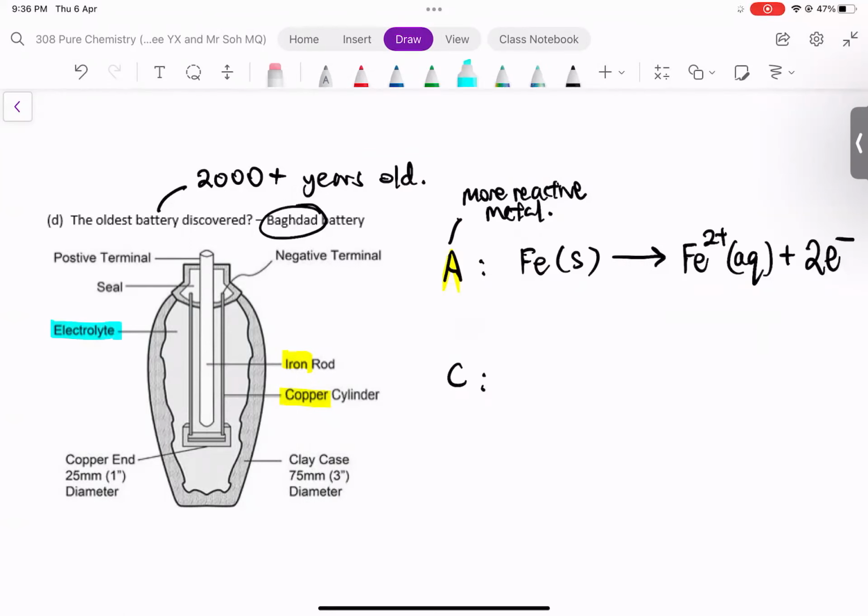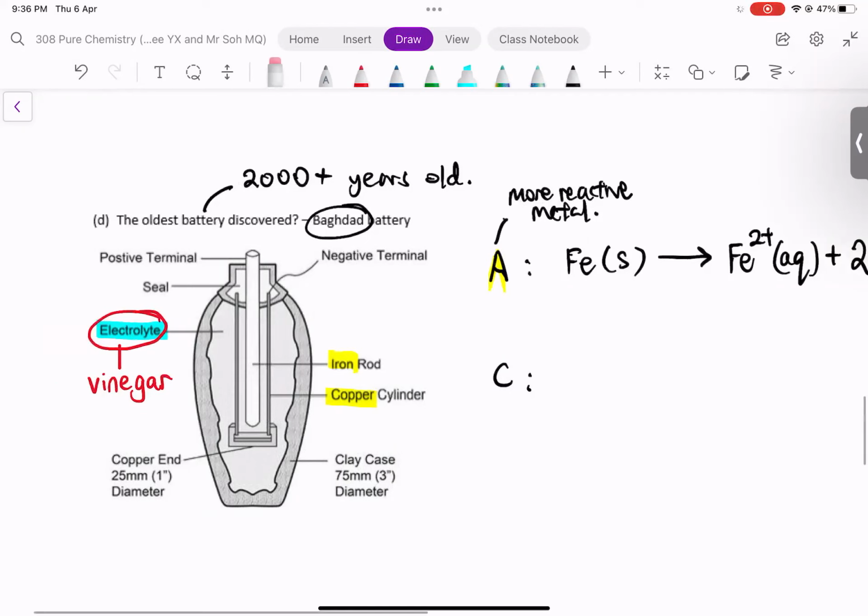Obviously, 2,000 years ago, the ancient civilizations wouldn't know chemistry. They wouldn't know copper(II) sulfate, zinc sulfate. So what did the ancient civilizations use as electrolytes? They have to use common liquids and solutions around them. One common solution is called vinegar. So it is actually hypothesized that the ancient civilizations added vinegar into this battery.